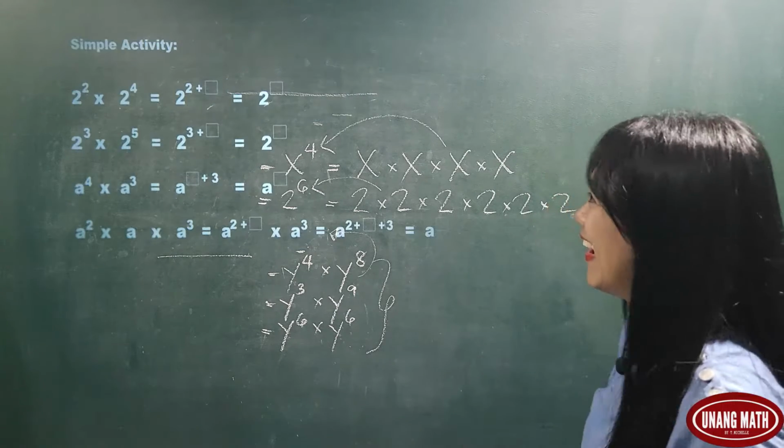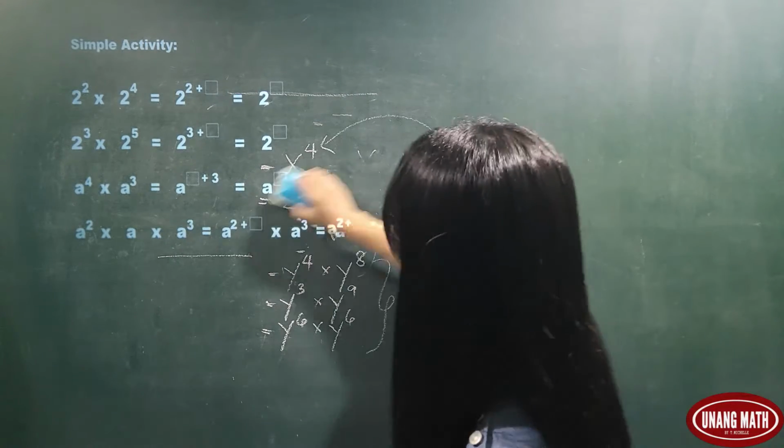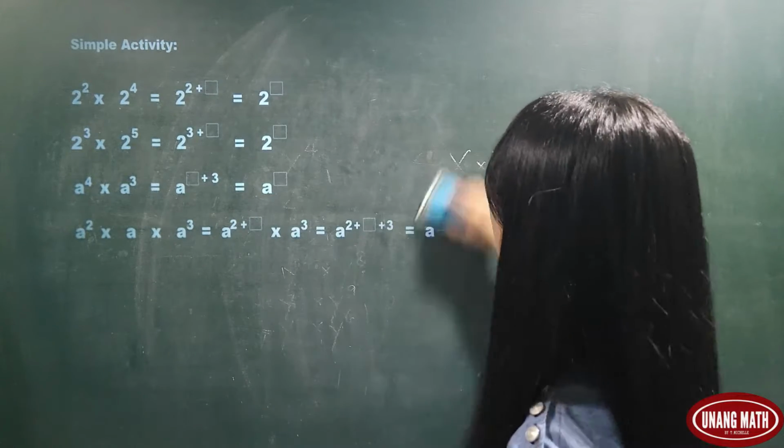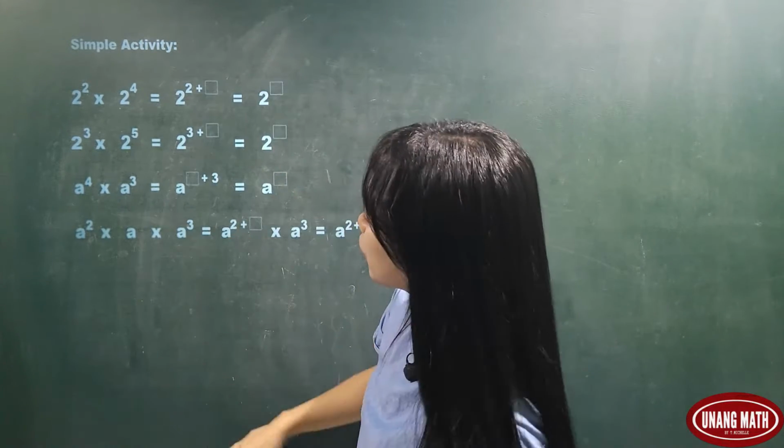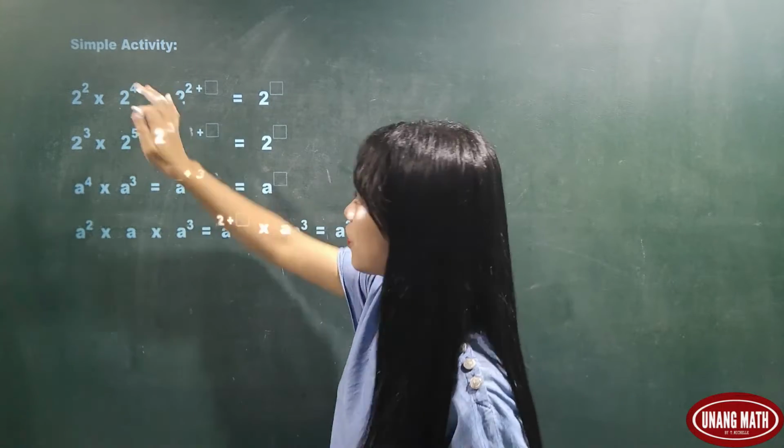Okay, let's answer this simple activity. The first one is, we have here 2 squared times 2 raised to the power of 4.